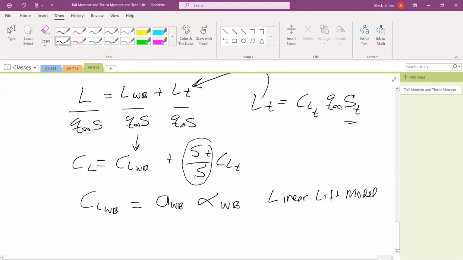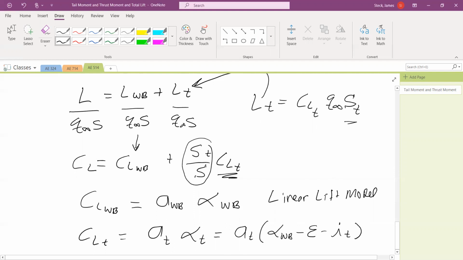Now, how about the lift of the tail? We need that here. So it has its own lift curve slope that we would calculate using that big formula, multiplied by the angle of attack of the tail. And remember from last lecture, the angle of attack of the tail is reduced by the downwash and how much we tilt the tail downward. We drew a big picture of that last time. We said, well, the tail might be tilted down by an amount, an angle IT.